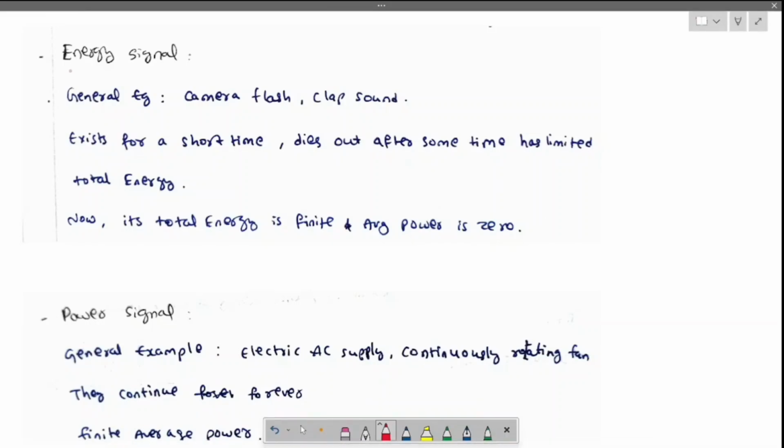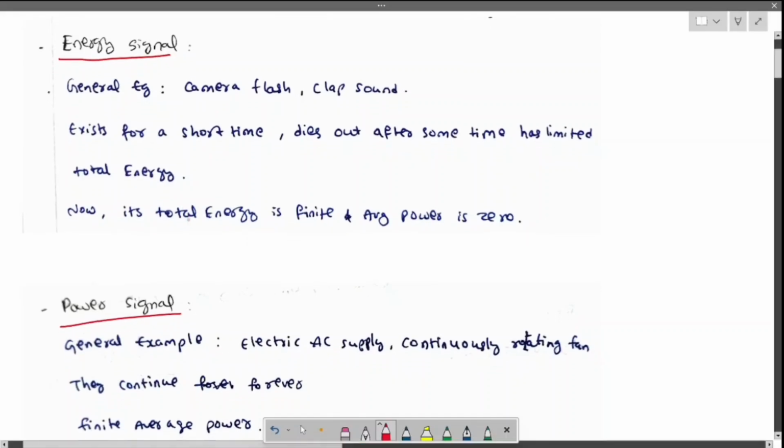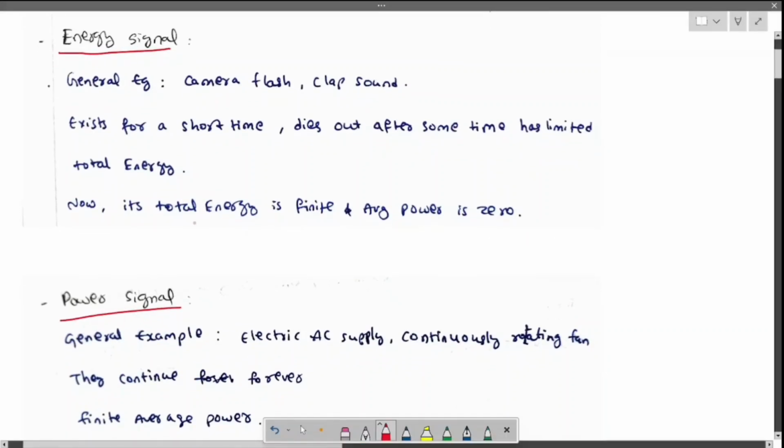In this video, we are going to learn about energy signal and power signal, with theory along with problems. First, let us go with the theory.